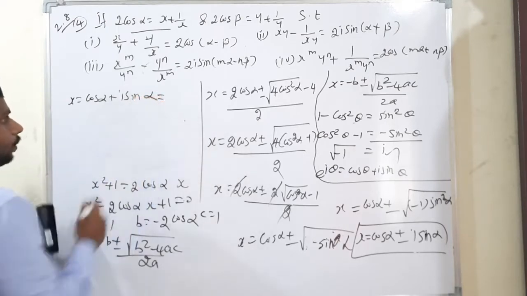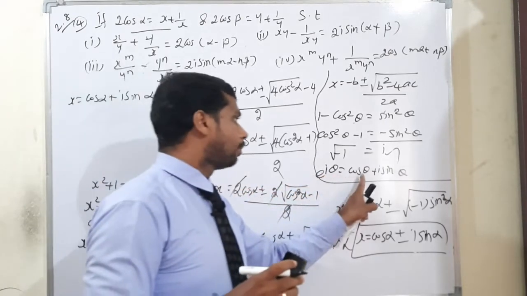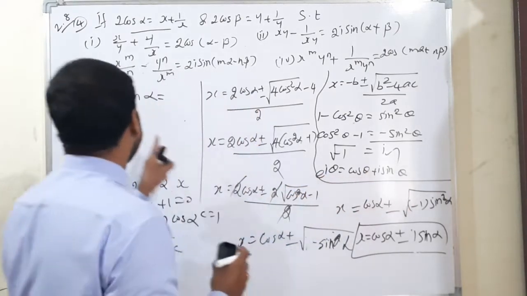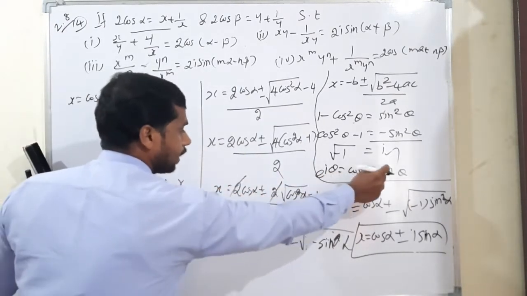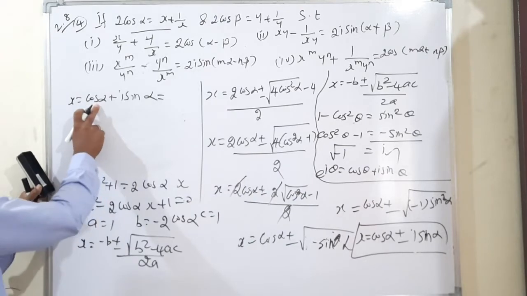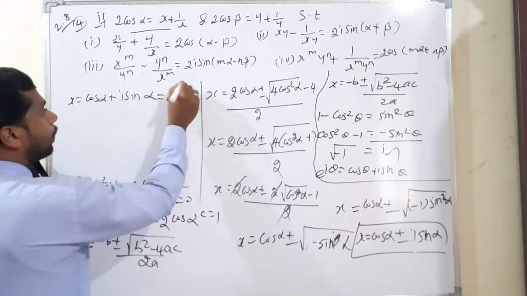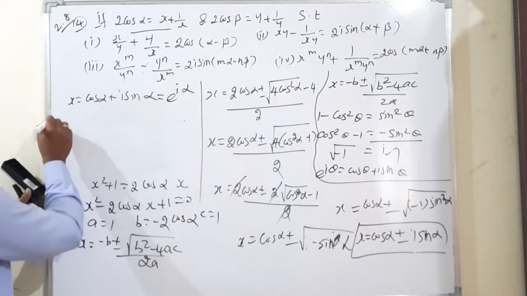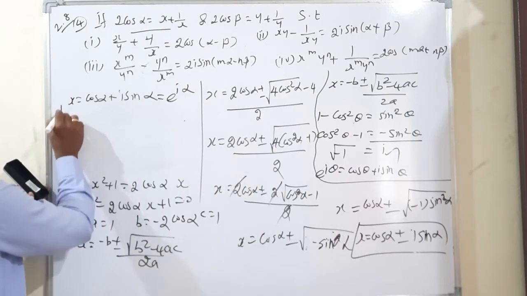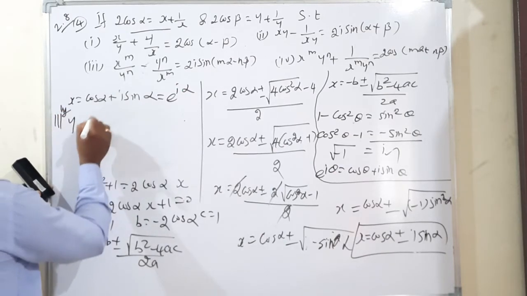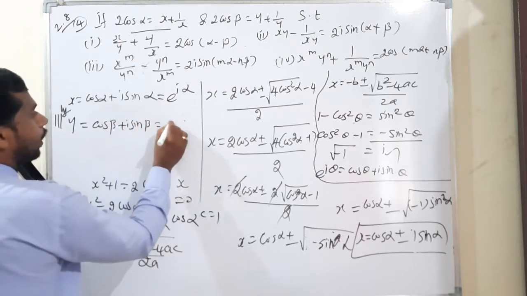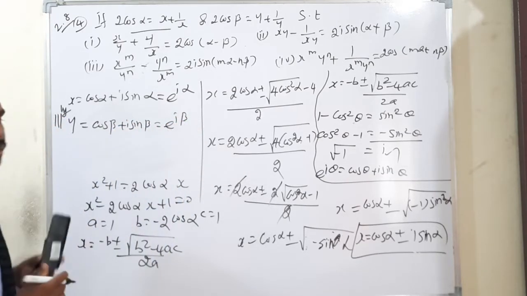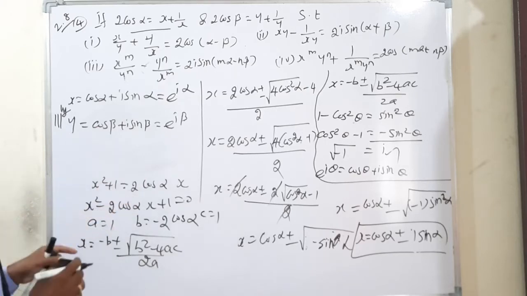Therefore, look at there, e to the power i theta means cos theta plus i sin theta. So according to theta, each and every angle theta is there; here it is alpha. Therefore we can now write e to the power i alpha. Similarly, y is equal to cos beta plus i sin beta. Therefore we can now write e to the power i beta. So two important steps. Okay, then we'll move on.